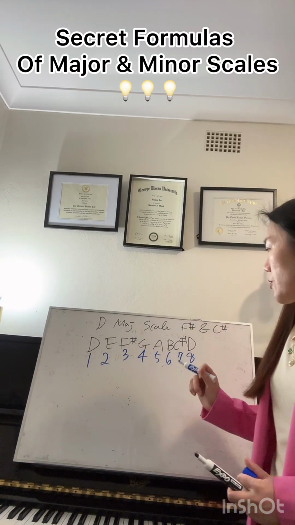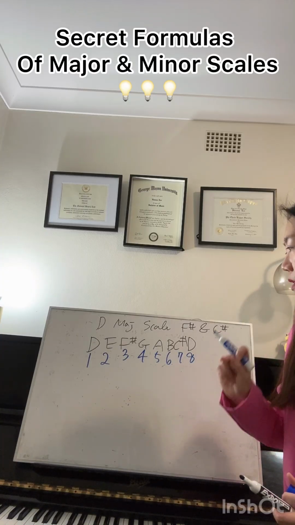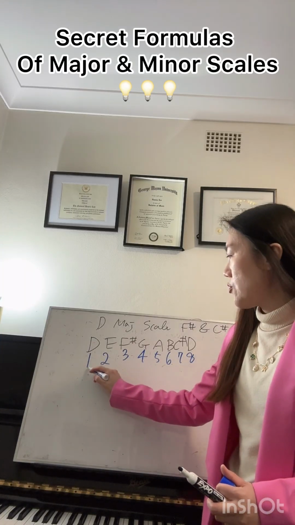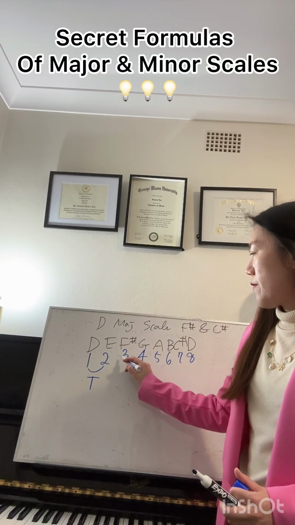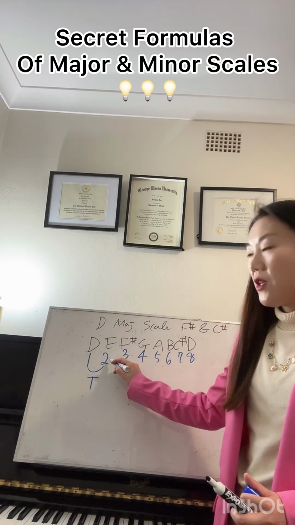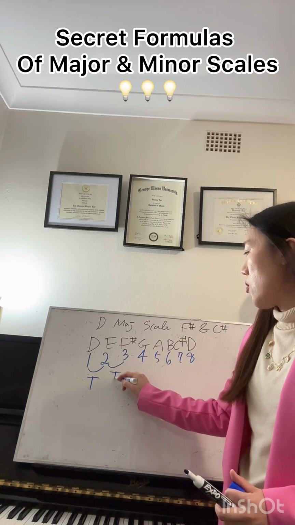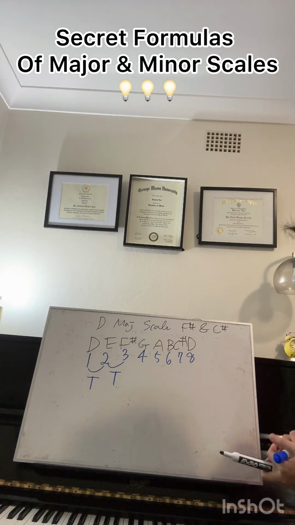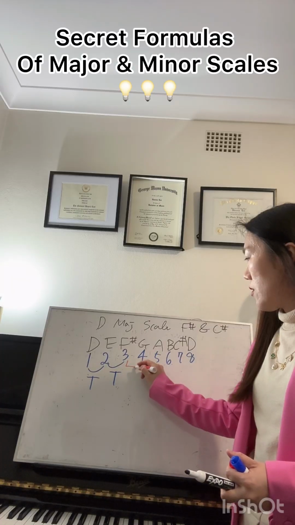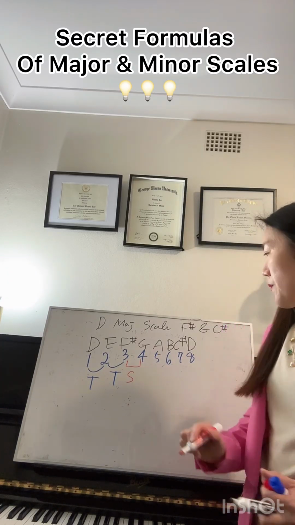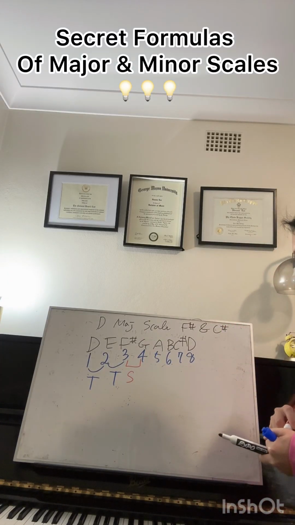Alright, so now let's try to ascertain the distance, the interval between the notes. So D to E is a tone. E to F sharp, which is from the second to the third, is tone. Alright, how about from F sharp to G? It's a semitone in between. Alright, how about from G to A?